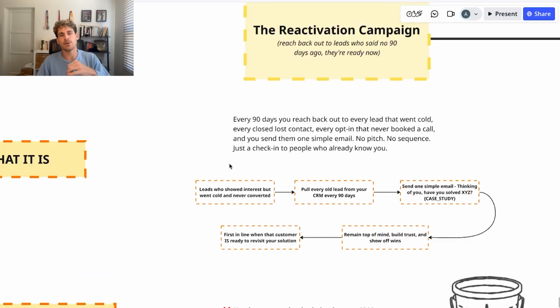So with the reactivation campaign, the way we run it is every 90 days, we're reaching back out to every lead that went cold on us. We're checking in with a super simple email. We're not pitching them. We're not running a sequence. It is a single email, really just looking to capture that timing and then maybe make them feel a little bit of FOMO.